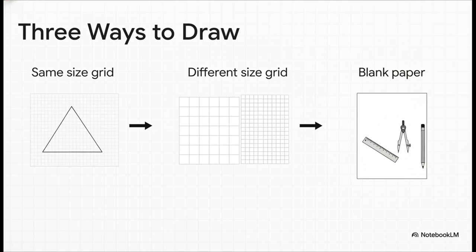First off, you can use grid paper of the same size. So if your scale is 1 to 1/2, you know the drawing is twice as big, and you literally draw every side spanning twice as many grid squares. Second, you can use grid paper of different sizes. Like the question might ask you to transfer a shape from a 1 centimeter grid straight onto a 0.5 centimeter grid. And third, you might just have to draw the whole shebang completely from scratch on blank paper using just your ruler and protractor based on the calculated scale.